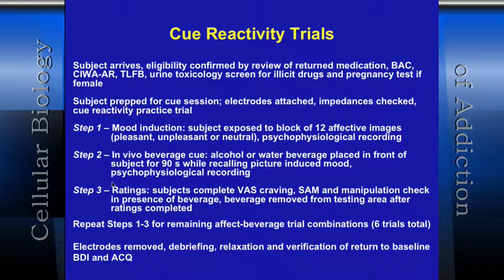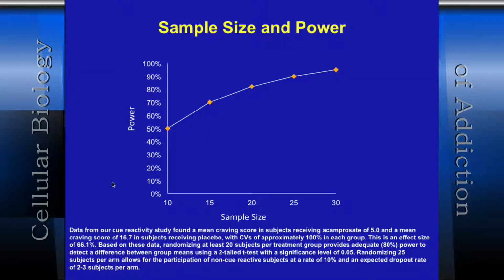So basically, you just repeat all the different combinations, the 6 possible combinations of affect and beverage, and collect the measures after each one. The physiological measures are running continuously. And what we found in a cue-reactivity study is that 20 subjects will give you 80% power for a 2-tailed test at a p .05 level of significance. That's 20 subjects per group.